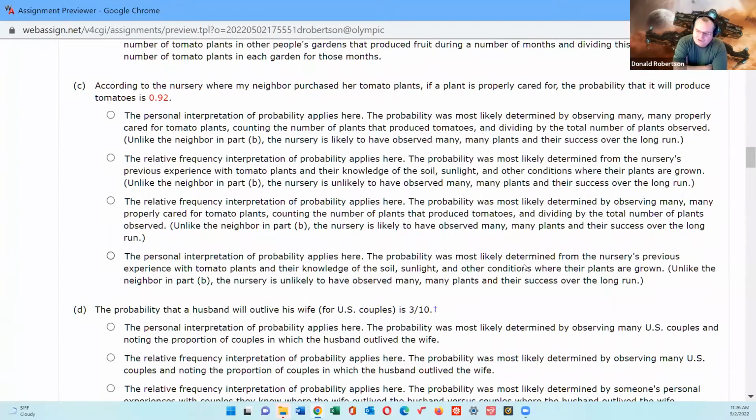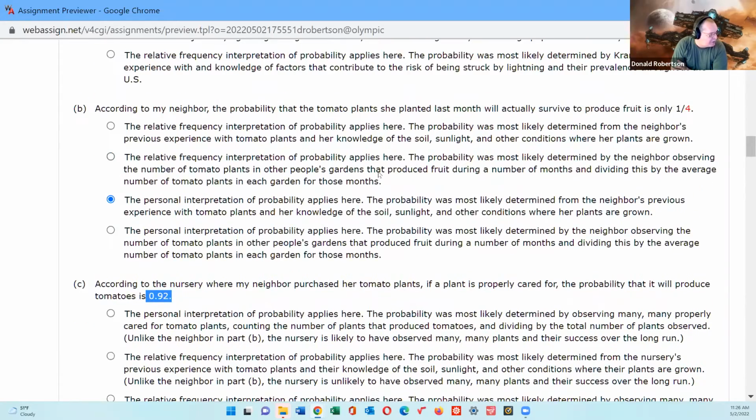Now, C, a similar question, but a little bit different. According to the nursery where my neighbour purchased her tomato plants, if a plant is properly cared for, they tell you that the probability that you'll get a tomato is 0.92. So that tells me, if this is correct, and we'll talk about what that's in a minute, but if I match it with this one, isn't she a very bad gardener?